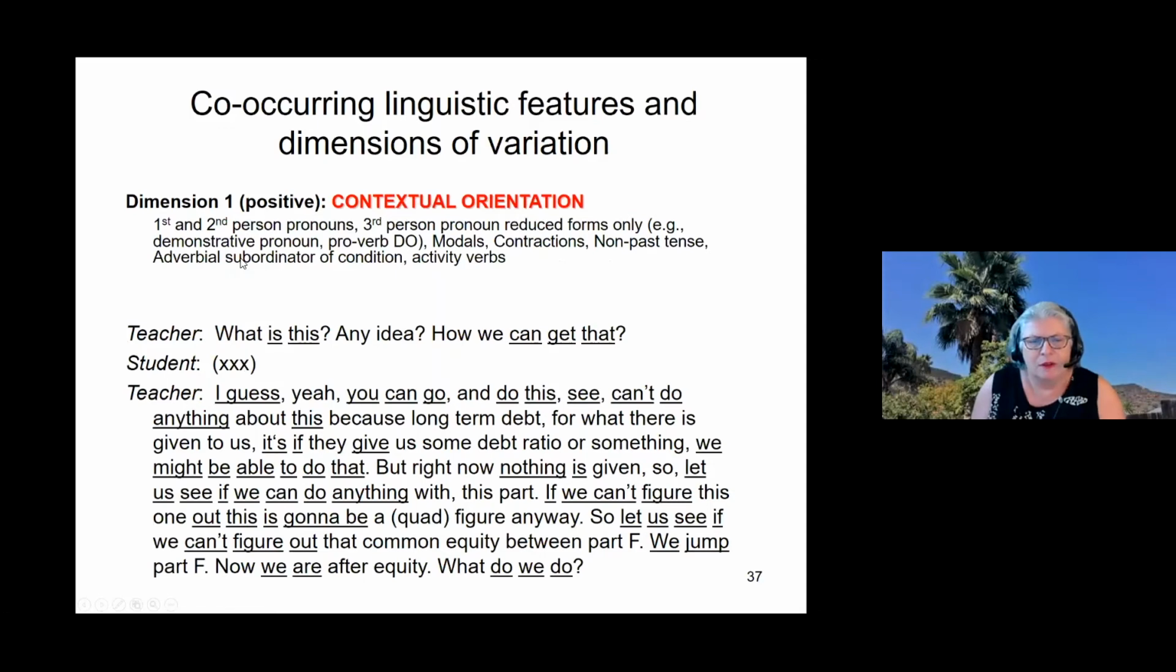So the dimension 1 positive, for example, first and second person pronouns were very frequent on that factor loading. Modals, contractions, and adverbial subordinators of condition, non-past tense, activity verbs. And as you see in the text that I put here, it really is the case that they are very strongly apparent, whereas the other types of features are less apparent. So that's on the positive side.